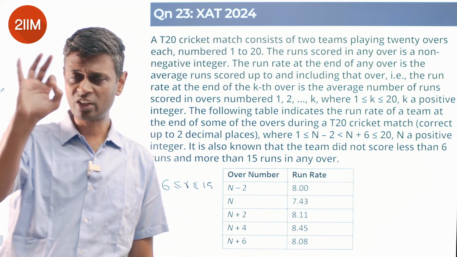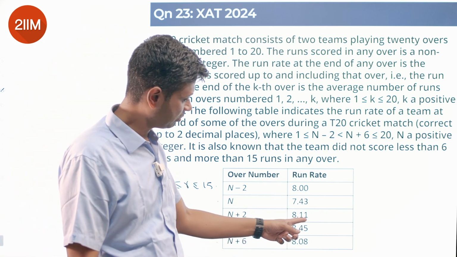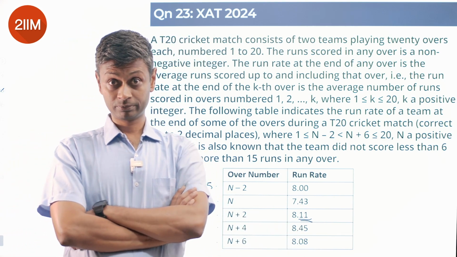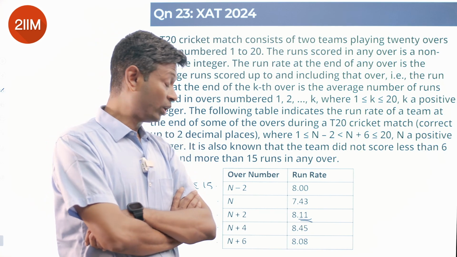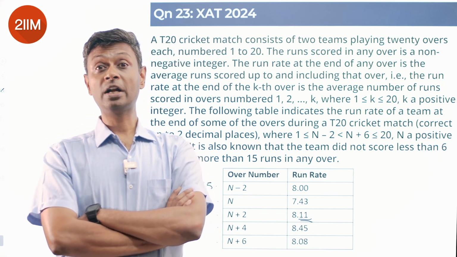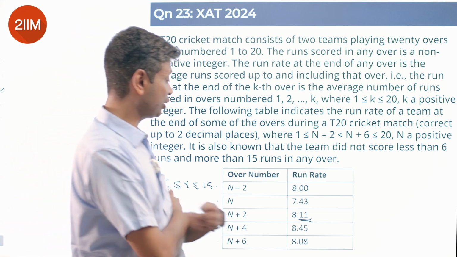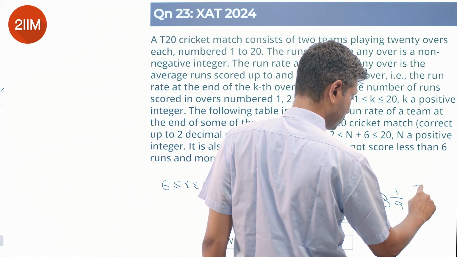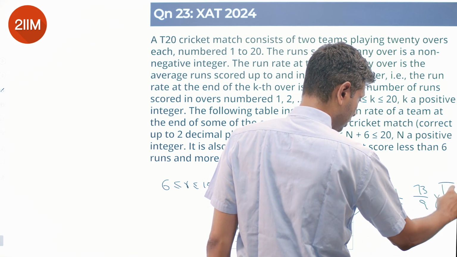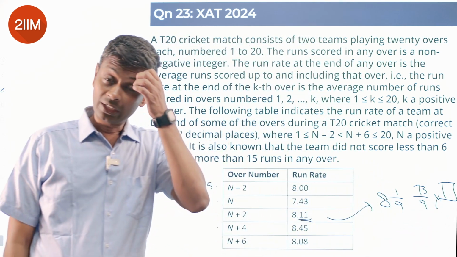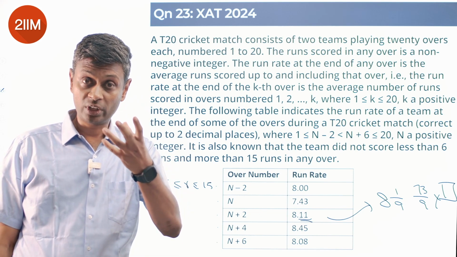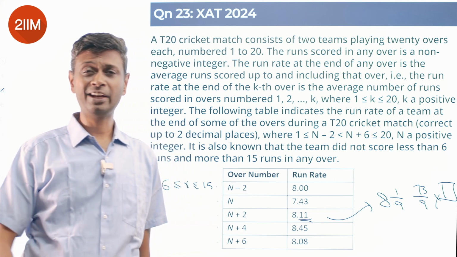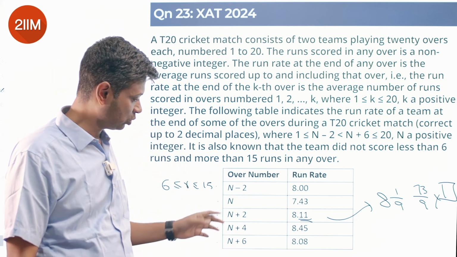The juiciest number for me is this 0.11 number. 0.11 is 1 by 9. I know that. So 8.11 into something should give me an integer. So this is 8 1 by 9, or 73 by 9. I multiplied by something to get an integer, because an integer number of runs has to be scored at the end of the kth over. The number of overs has to be a multiple of 9. It has to be 9 or 18. So this n plus 2 is 9 or 18.